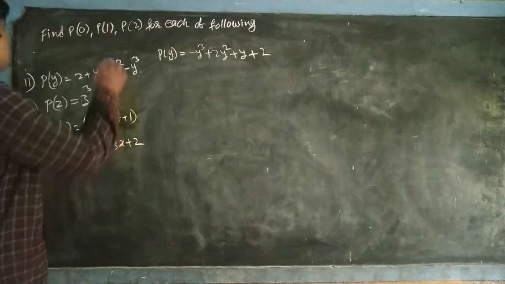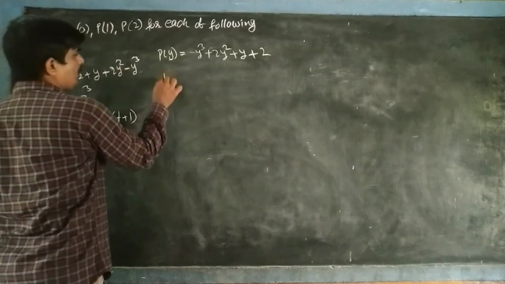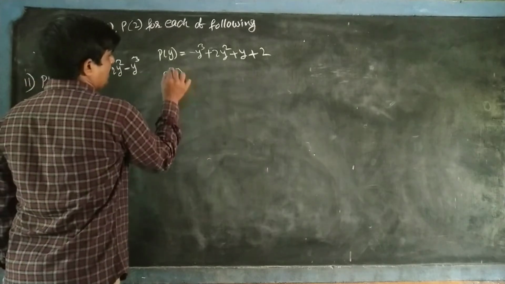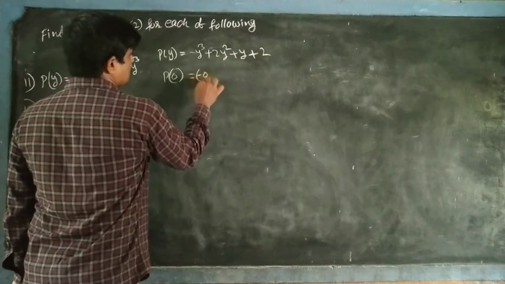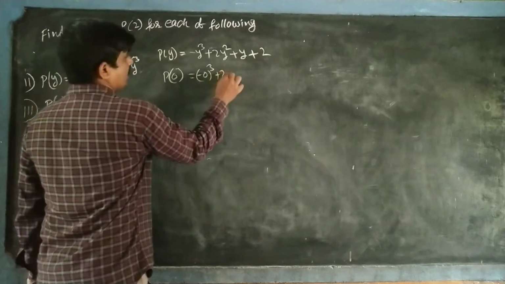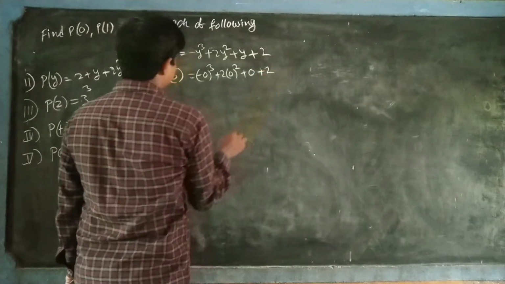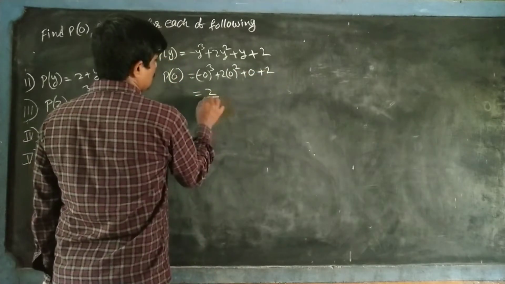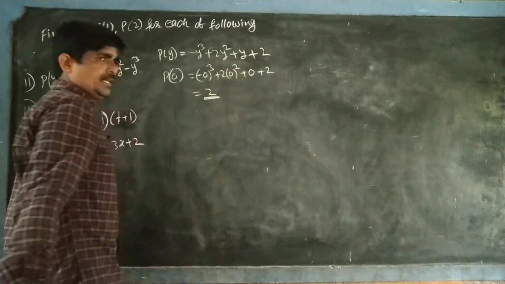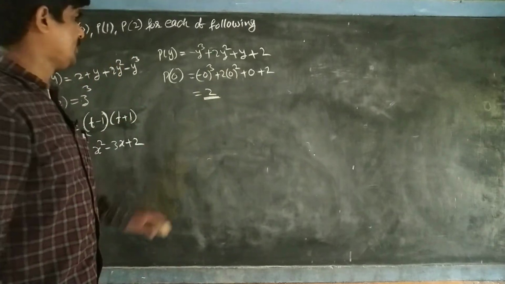Simple. First I am writing p of 0. In the place of y I am writing 0. Minus 0 cube plus 2 into 0 square plus 0 plus 2. Answer is 2, because all the others are zeros. 0 into something is 0.